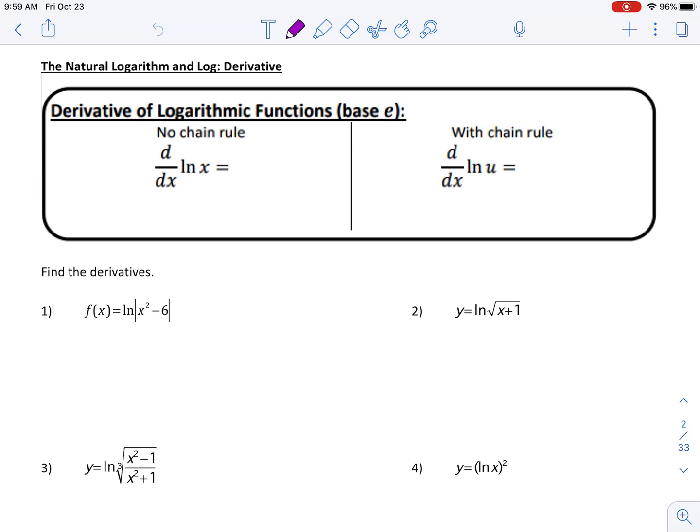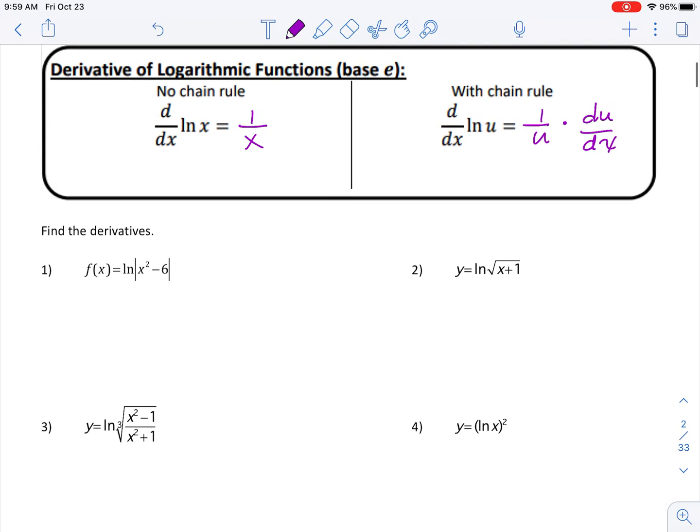Now let's say you have a composite function. If you are taking the derivative of the natural log of u, where u is another function, this would be 1 over u, and then you just have to remember that you do the chain rule of that inside function, so times du dx. Okay, so let's practice a couple of these rules. The derivative of the natural log is 1 over the function that you're taking the log of, and then you always have to remember that you're going to do the chain rule.